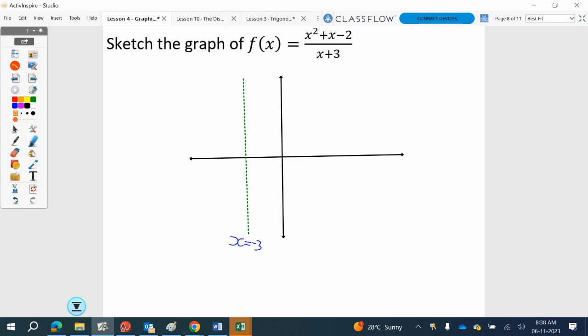What is the horizontal asymptote? Good stuff. There is none. There is no horizontal asymptote. It's an oblique asymptote. Oh dear. Let's find it. Division. Yeah, I'm afraid so.